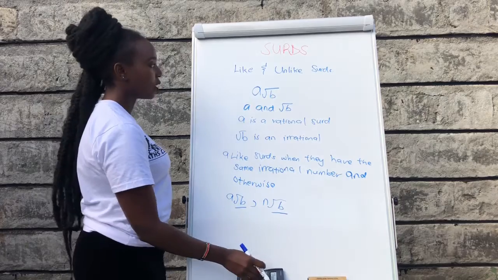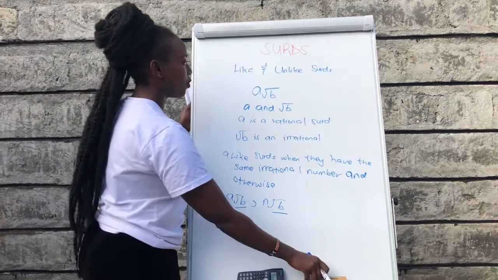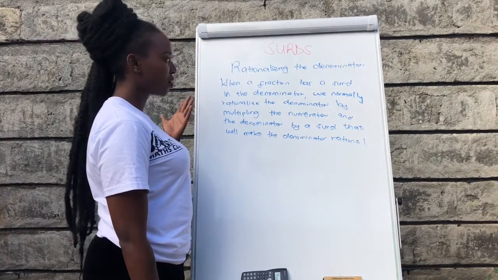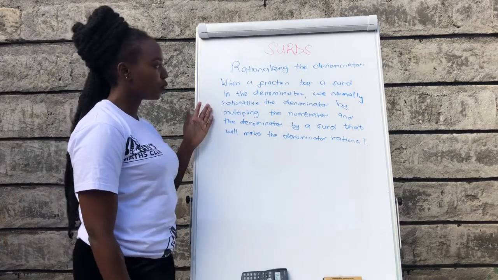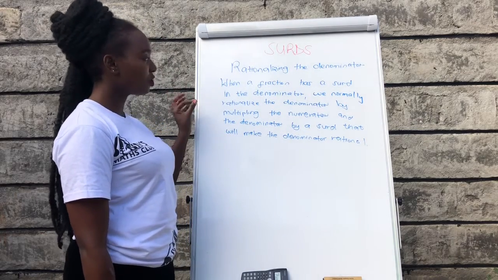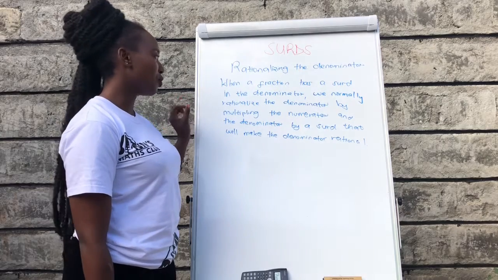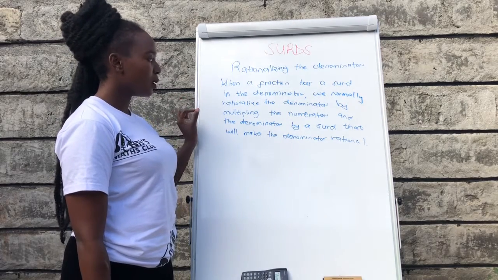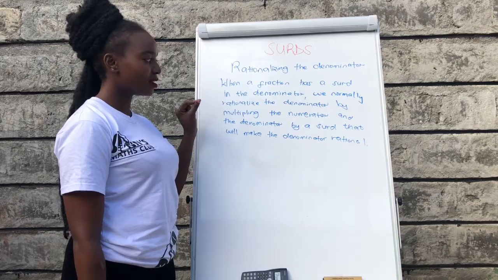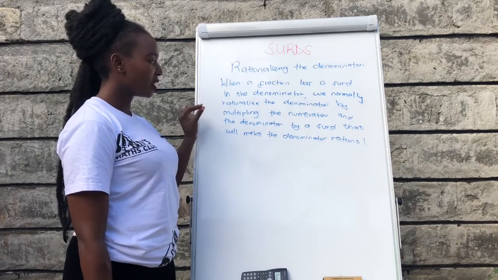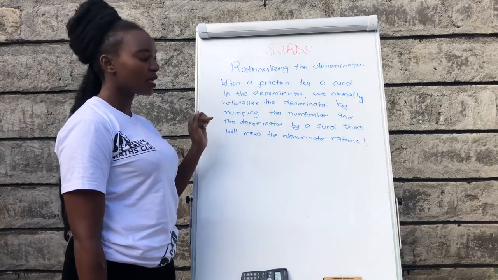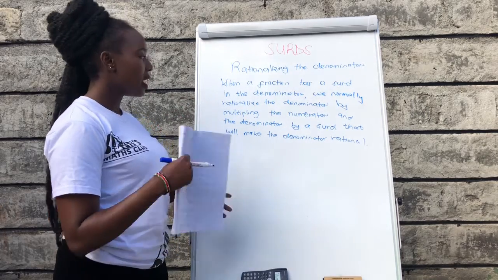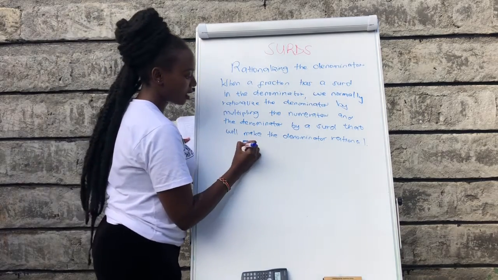So now let's look at rationalizing the denominator. Under the topic of rationalizing the denominator, from what you read here, we see that when a fraction has a surd in the denominator, we normally rationalize the denominator by multiplying the numerator and the denominator by a surd that will make the denominator rational. Now let's go to an example.